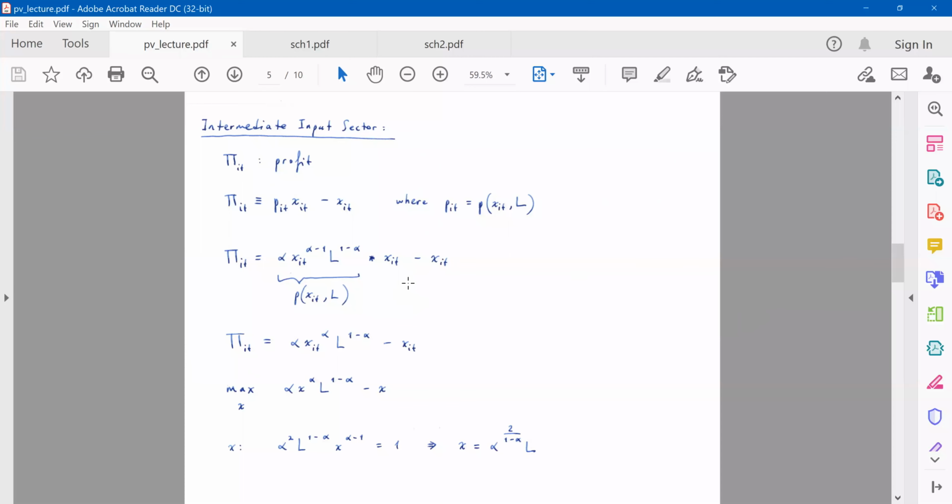So then the profit is there. So again, I put the inverse demand function here. So I find the profit is a function of supply only. Then I find the optimal supply.